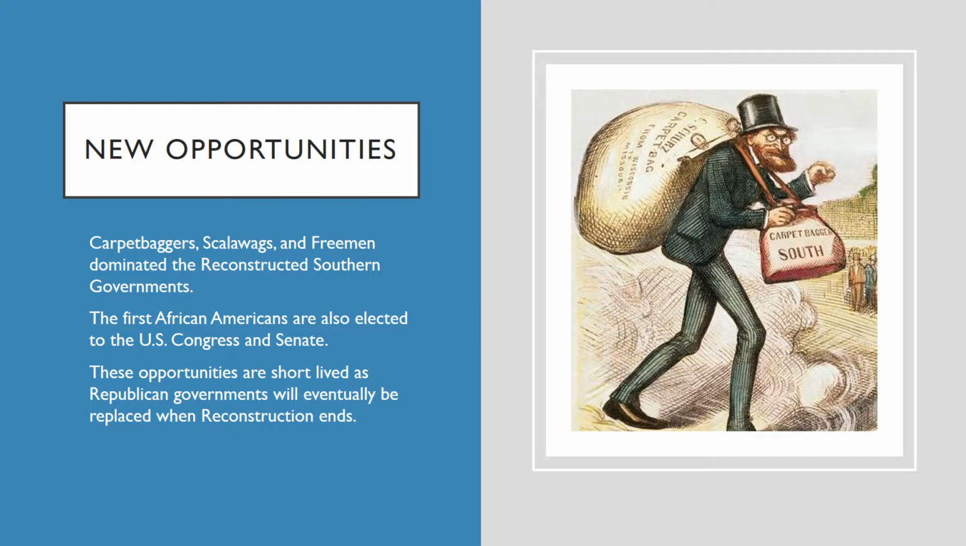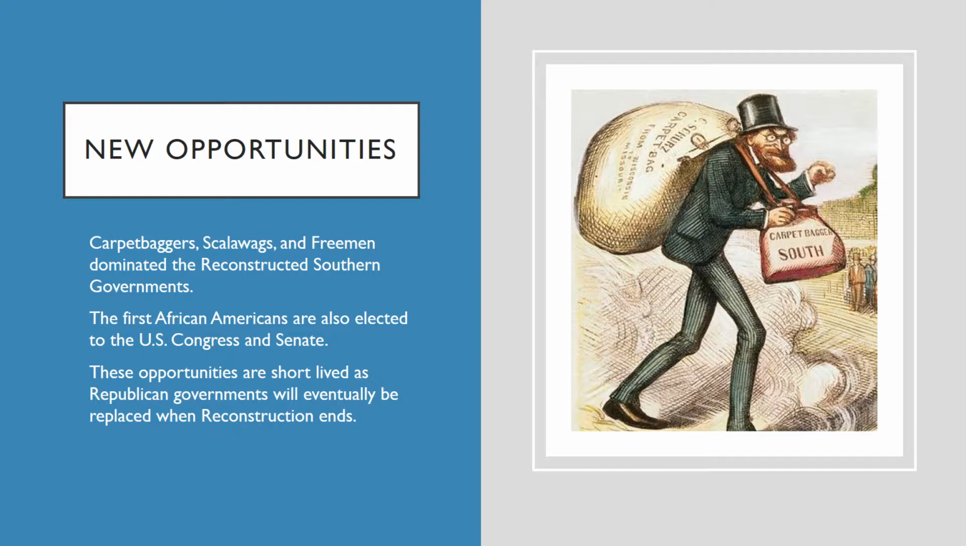But the majority of Southern governments are going to be made up of these carpetbaggers, scalawags, and freedmen. This is also the first time that African Americans are going to be elected to the U.S. Congress and U.S. Senate. So you're going to see the first African Americans from the Deep South be elected to Congress and be elected to the U.S. Senate. So now we have the state governments run by African Americans, and we see our federal government have the first African Americans brought into it. And these opportunities are going to be great for African Americans.